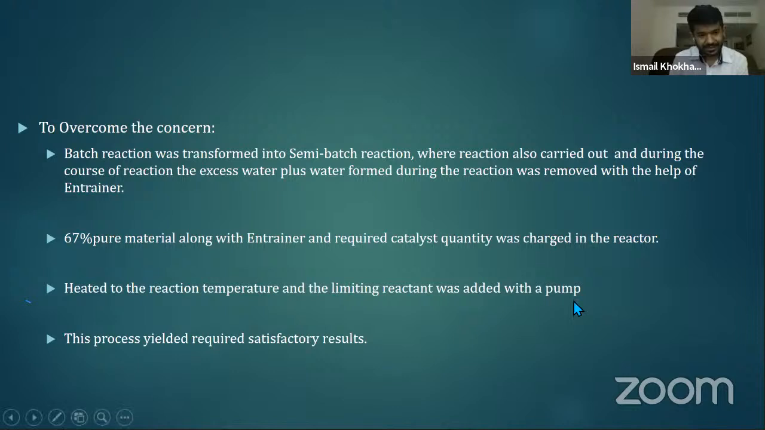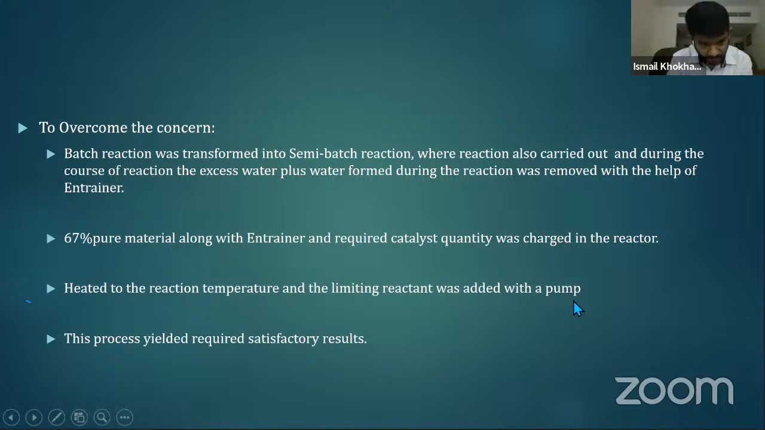Since it was a batch reactor and we transformed it into a semi-batch reaction, apart from the limiting reactant, whatever else was required, that is the other raw material, the 67% pure material, along with the entrainer and the required catalyst was charged inside the reactor. Then the reactor was heated to the desired temperature, and once the temperature was achieved, the limiting reactant was slowly added at a controlled rate into the reaction system.